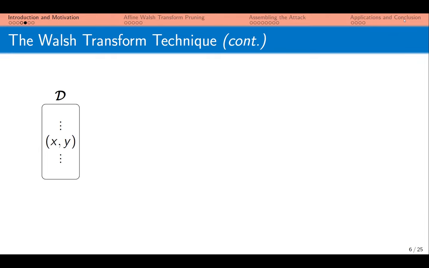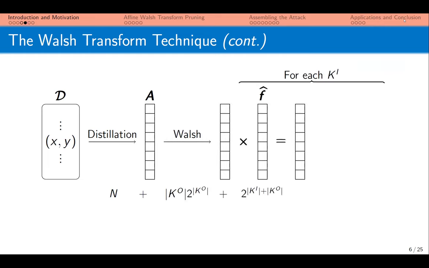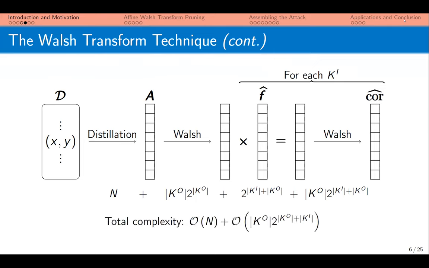Let us go over this a bit more slowly. We start from a data sample and we build the distillation table. In essence, we just count the number of occurrences of the different possible values for the plaintext-ciphertext pair, the input to the key recovery map. Then we apply the fast Walsh transform, and then we multiply element-wise by this vector, which is actually the Walsh spectrum of the key recovery map. Finally, we apply the fast Walsh transform again on the resulting vector.